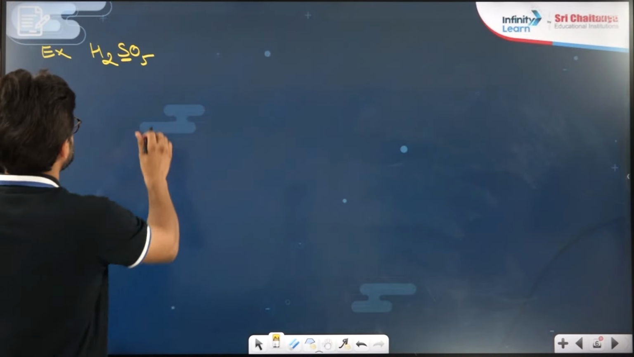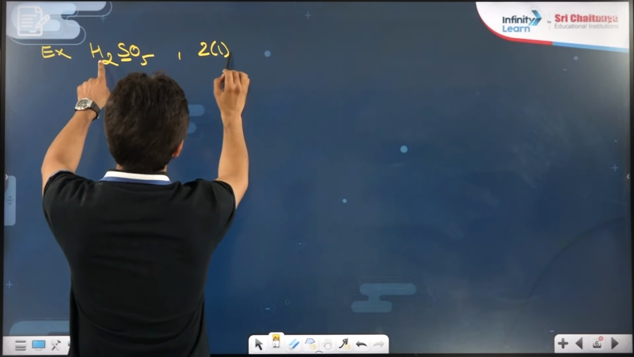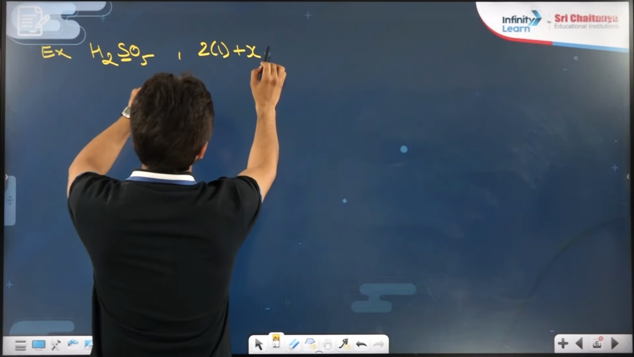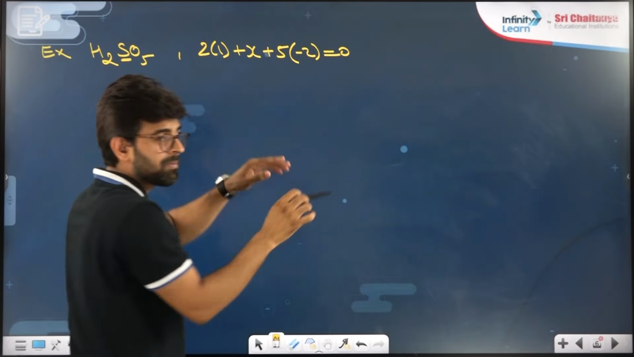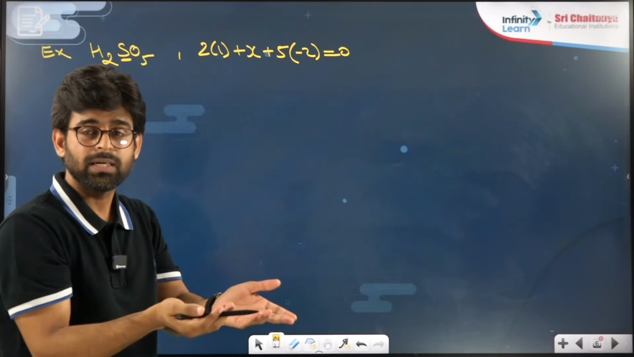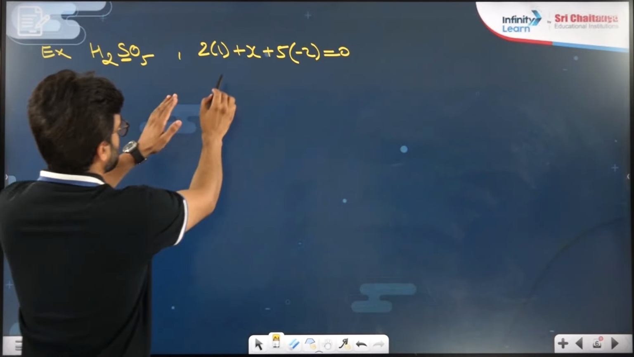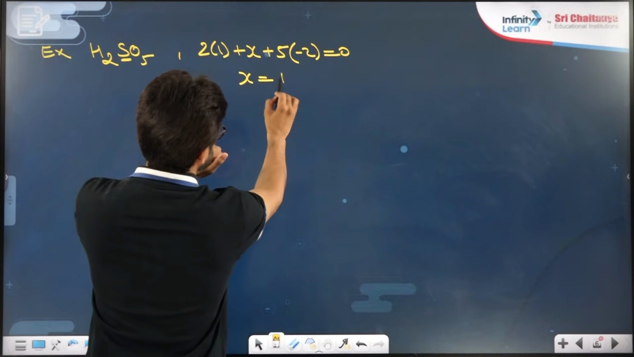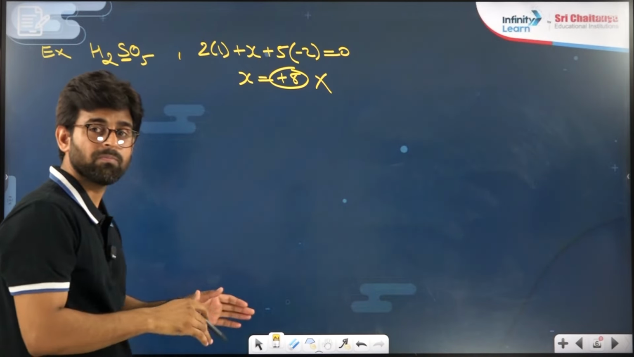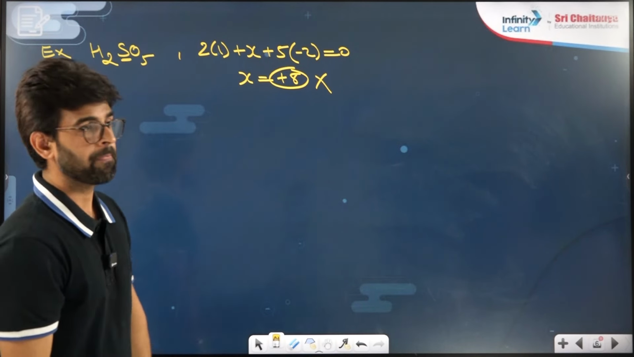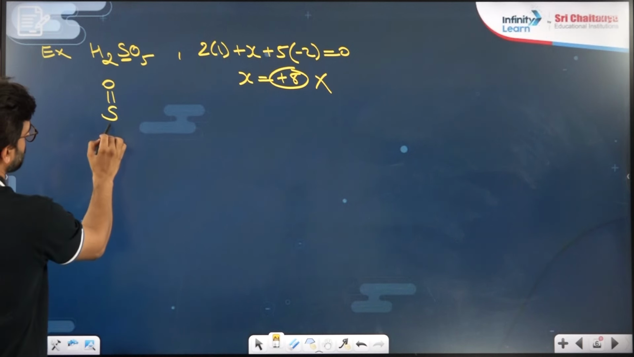Why? I am telling once again, I am showing here. If I apply the formula, 2 × 1 for hydrogen, sulfur is x, and 5 × -2 for oxygen, which we apply in general because we don't know which oxygen is -2 or which oxygen is -1. So by the formula it is coming +8. Definitely it is a wrong answer because sulfur can show maximum how much? +6. That's why I need the structure. It is peroxy monosulfuric acid.